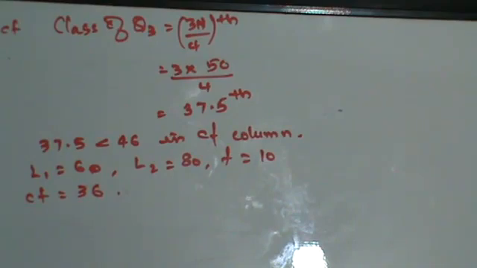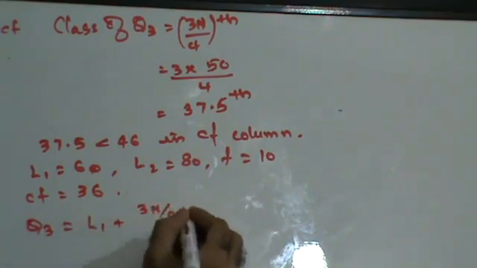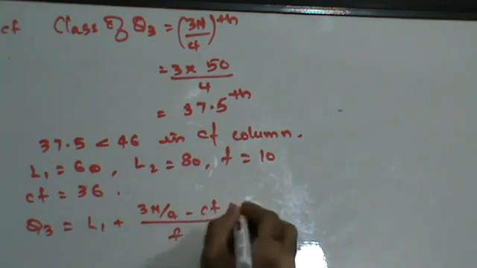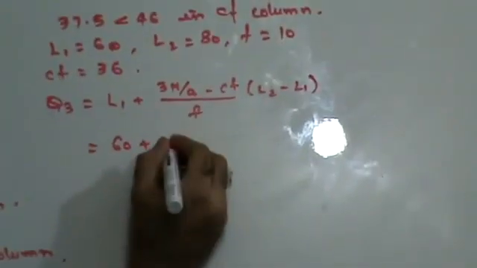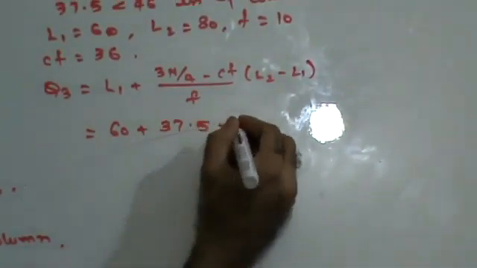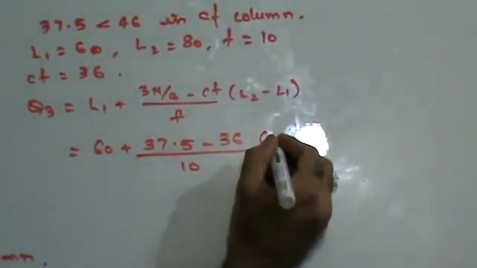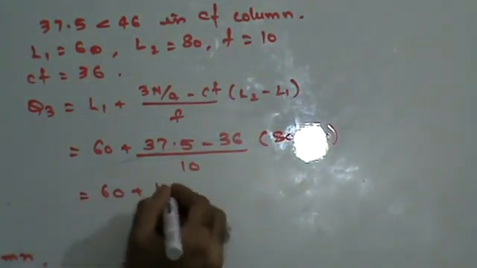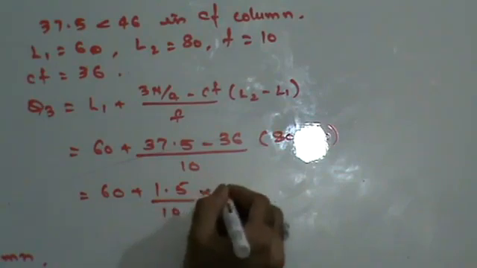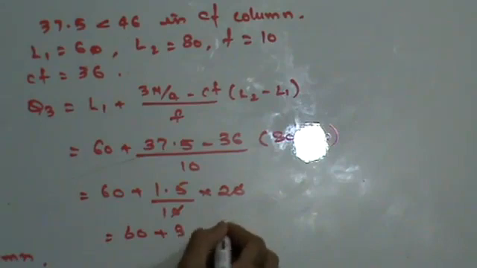Right? Now, once you have this, then you can say that Q3 is L1 plus 3n by 4 minus CF upon F, L2 minus L1. So L1 is 60 plus 3n by 4, 37.5 minus CF upon F, L2 minus L1, 80 minus 60. So in that case, that will be 60 plus 1.5 upon 10 into 20. That's 60 plus 3, that is 63.